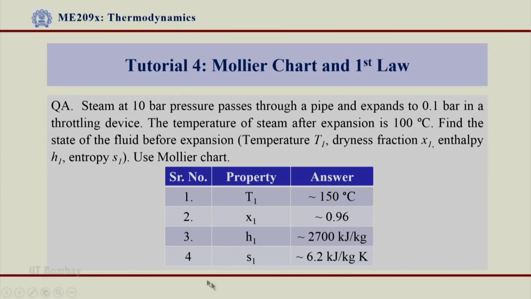One can appreciate from this problem how efficiently we could get these answers from the Mollier chart, and that is the purpose. I could understand that state 1 lies in the 2-phase region, while state 2 lies in the superheated zone, which one could see directly from the Mollier chart. I did not have to do any calculations further to understand these aspects.